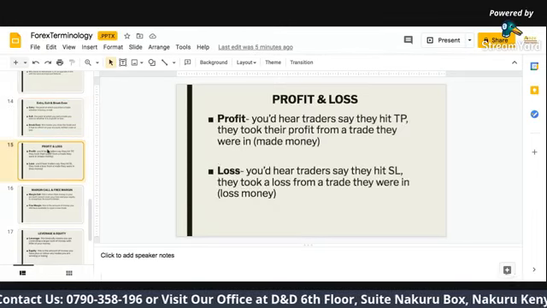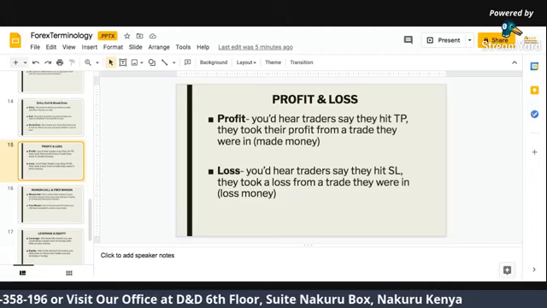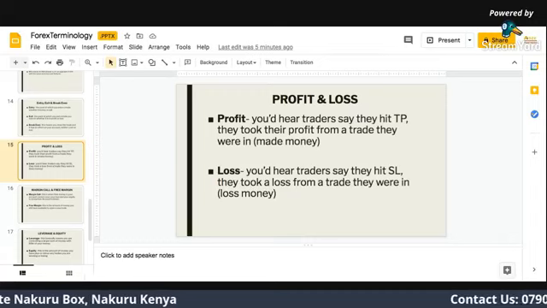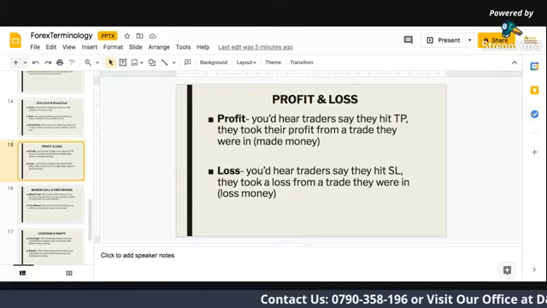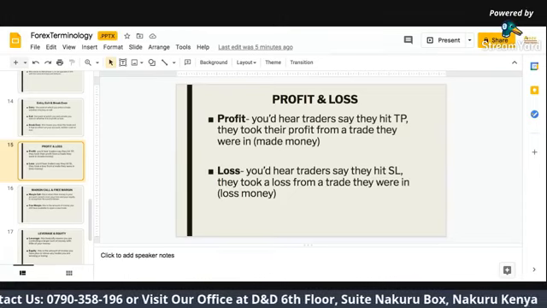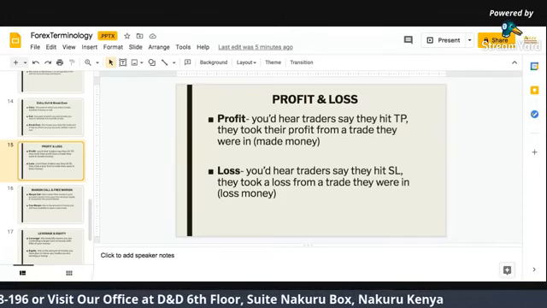And then we have profit and loss. Profit is most of the time when you've made money. So you hear a trader saying that my trade has hit a TP. That means they took their profit from that particular trade. And then a loss: you'll hear a trader saying it has hit my stop loss, or they closed manually. So basically a loss is when you lost money.